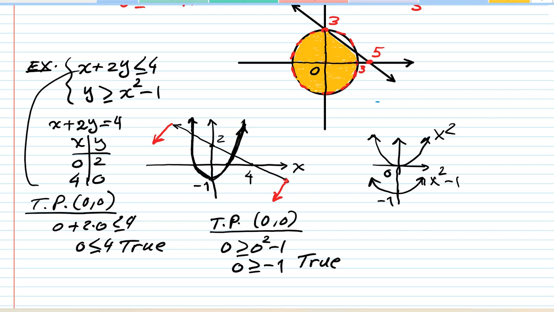Okay, so since I'm using arrows, that means everything in that formation, right? Everything that's inside. So imagine inside the parabola, below the line, the region of intersection, clearly it's going to be this region now. I want to make sure I'm staying below the line, but I'm inside the parabolic region. And there you have it. That would be the solution to this system of inequalities.